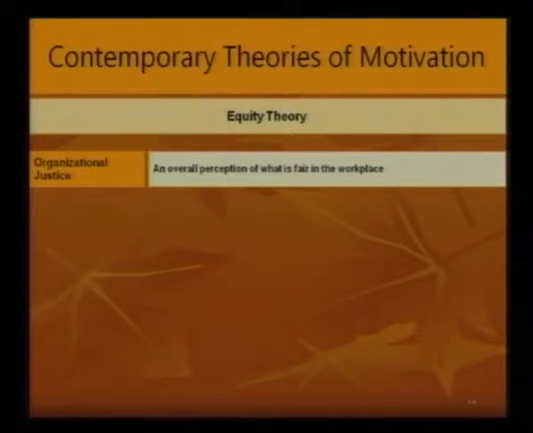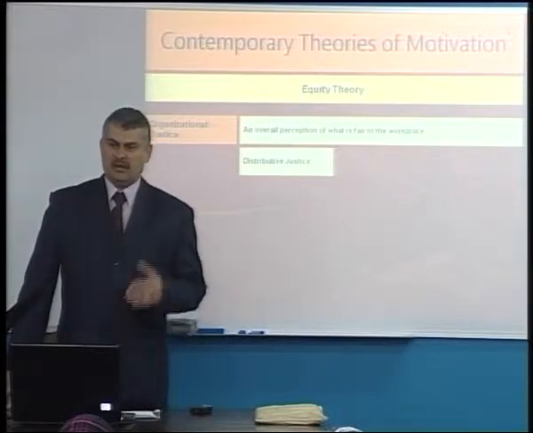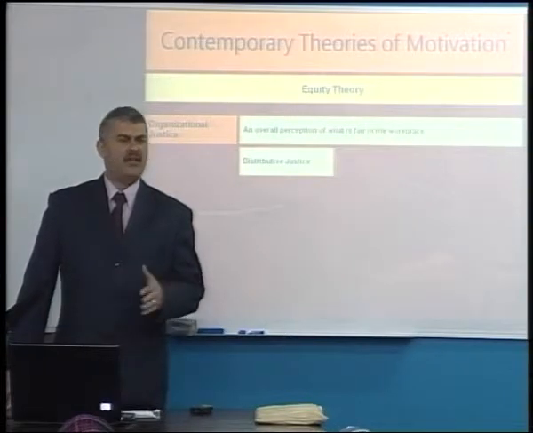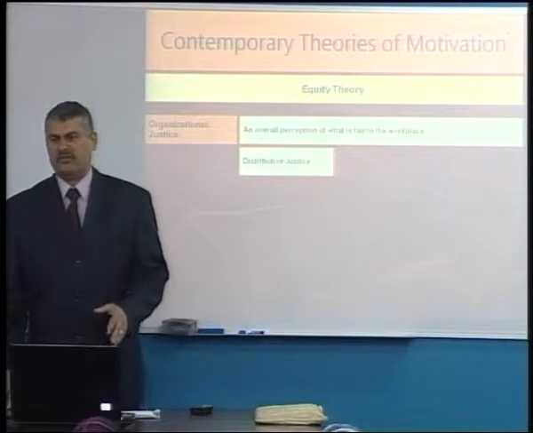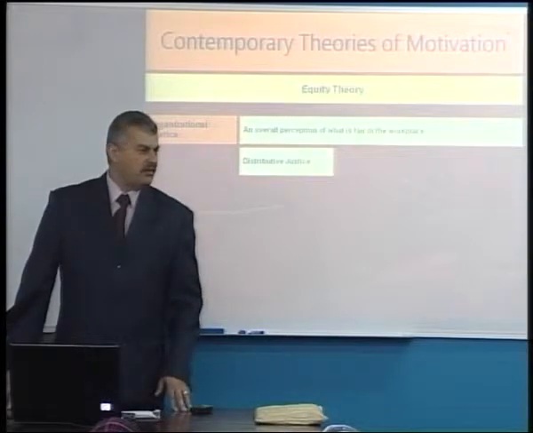Now, in order for employees to reach a judgment whether there is organizational justice or not, there are usually three main dimensions that we cover. The first one we call distributive justice. Here we are talking about allocation of rewards. If I, as an individual working in the organization, feel that the rewards I am having are fair compared to what others are having, we call this distributive justice. It means that the rewards are allocated fairly among different employees.